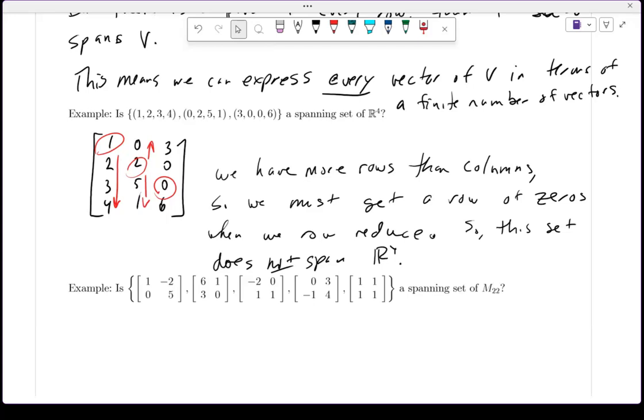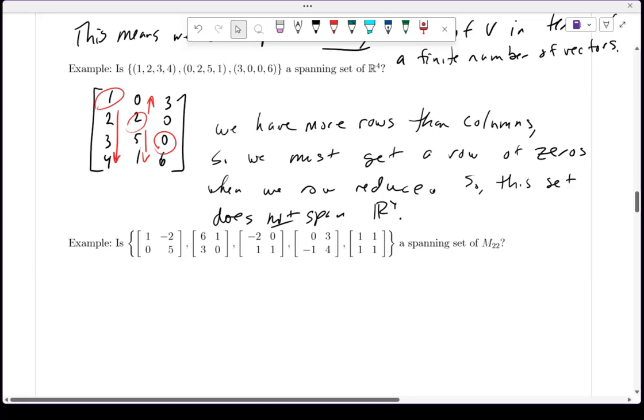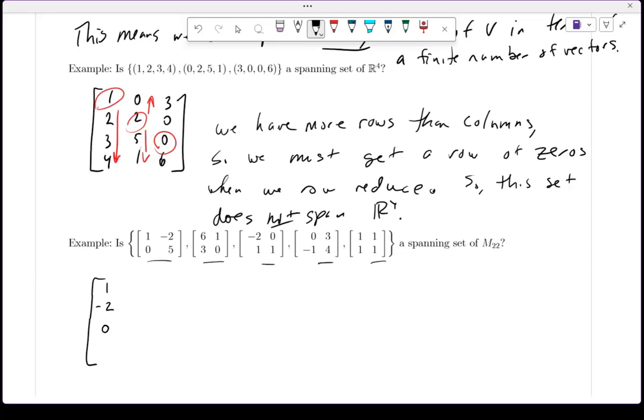Now let's go the other way. Let's look at this one. Same idea. Let's make my matrix. I'm going to put each of these vectors as columns. It doesn't matter how you do it as long as you're consistent as you move from left to right. What I mean by that is I could do 1, -2, 0, 5. Notice I went row and then column. Do that for every single matrix past that. So 6, 1, 3, 0, -2, 0, 1, 1, 0, 3, -1, 4, 1, 1, 1, 1. Right?